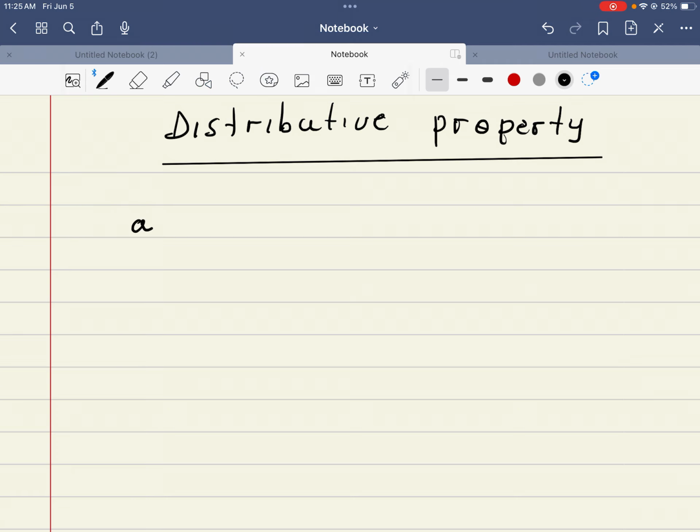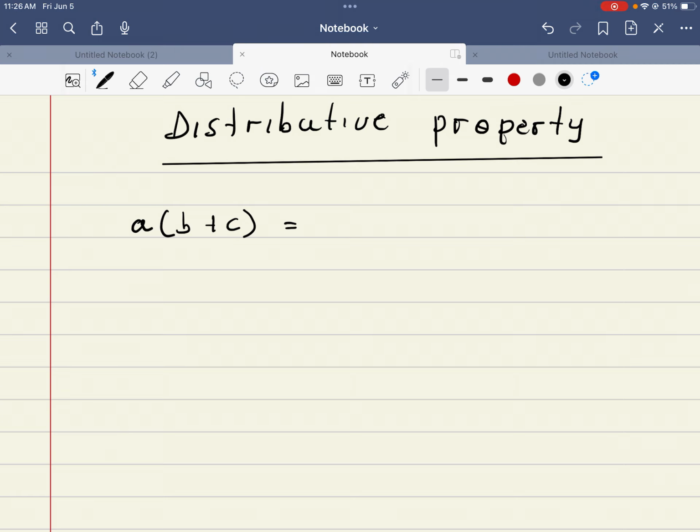I'm going to give you an example just using variables, and then we'll use real numbers after. So a(b plus c) is equal to... Now, before I do this, I want you to think, how would you solve this? Or how would this work before I teach it to you? You can pause the video. Take your time.